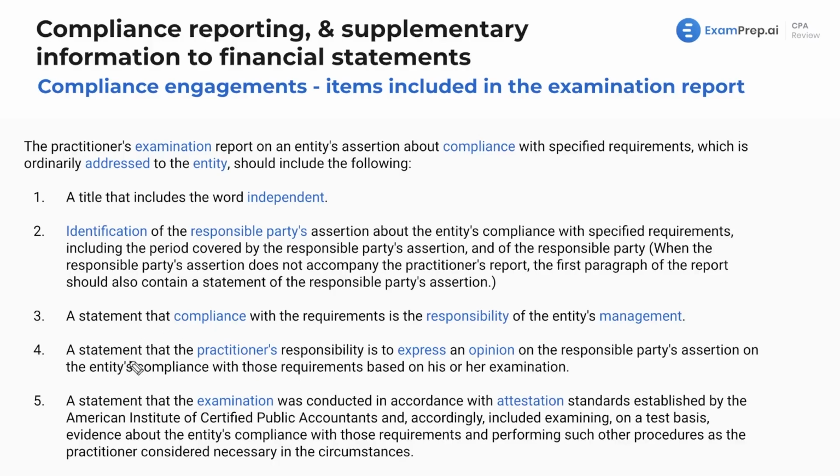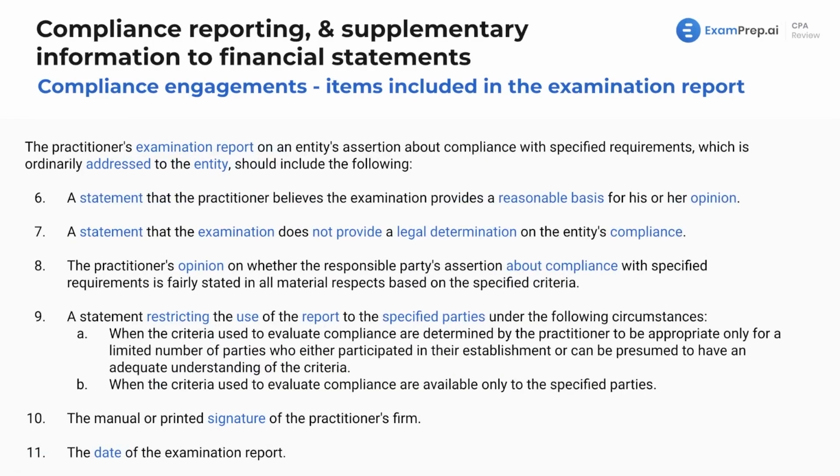We're also going to include a statement that the practitioner's responsibility is to express an opinion on the responsible party's assertion on the entity's compliance with those requirements. So essentially, what are our responsibilities? What are management's responsibilities? Who is in charge of what? We're not trying to take responsibility for anything that we didn't do work for. We've also got a statement that the examination was conducted in accordance with attestation standards by the AICPA, right? Talking about the criteria and how we conducted the engagement.